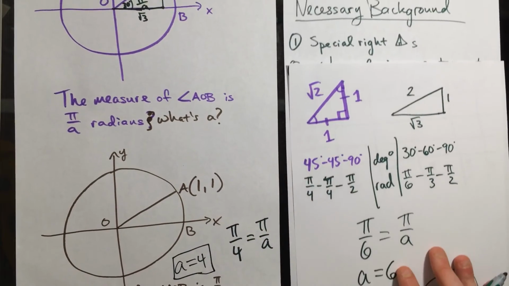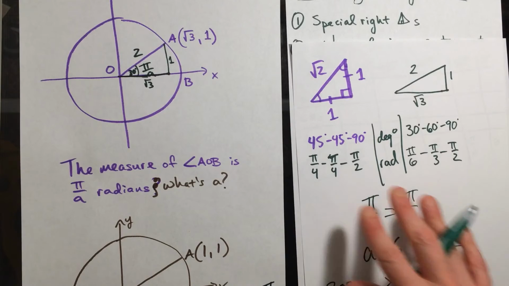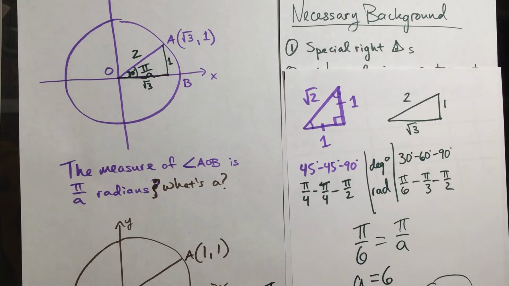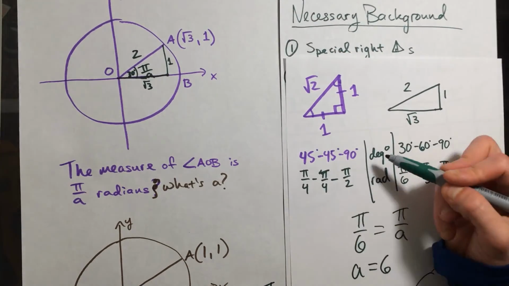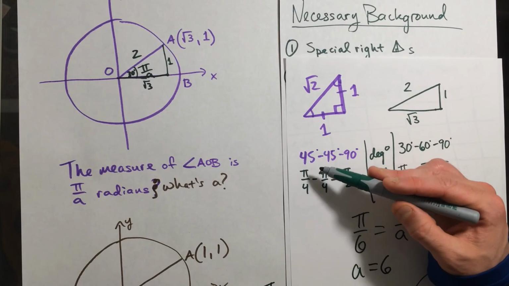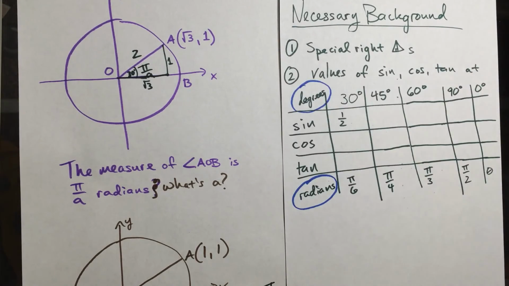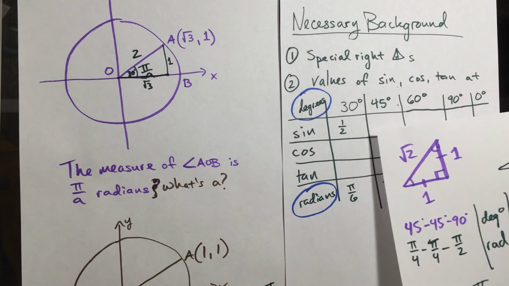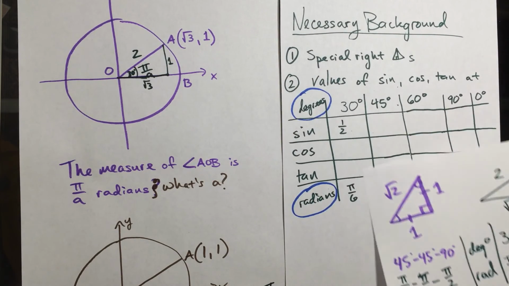So solving these diagram problems requires you to memorize your special right triangles and requires you to know your degrees to radian conversions, either really fast or frankly just memorized. Having a chart like this memorized is a requirement to get that higher score.